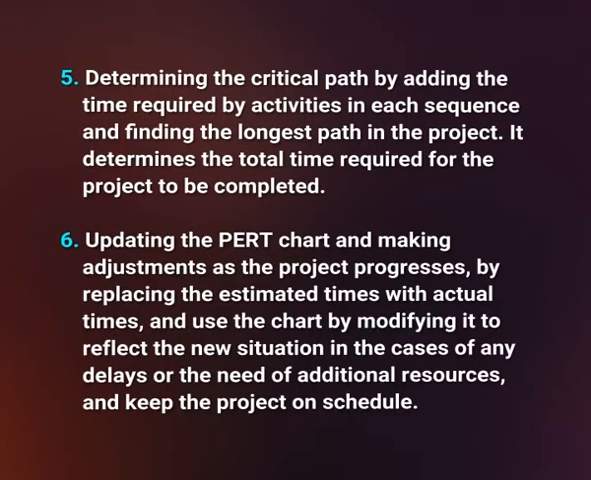Sixth step is updating the PERT chart and making adjustments as the project progresses by replacing the estimated times with actual times, and using the chart by modifying it to reflect the new situation in the case of any delays or the need of additional resources, and keep the project on schedule.